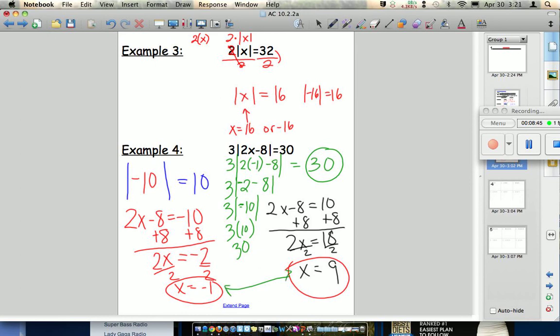So these are my 2 solutions. You could verify 9 is a solution as well. So these are simple calculations to make sure I got the right answer. But it's important you understand that absolute value has a positive and a negative solution.